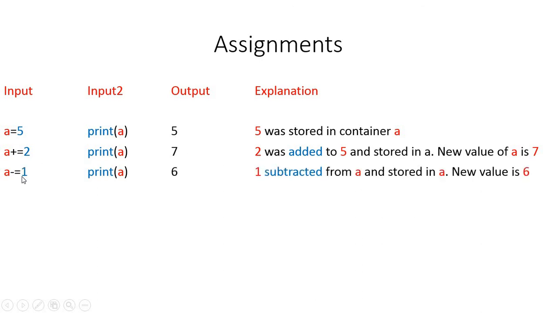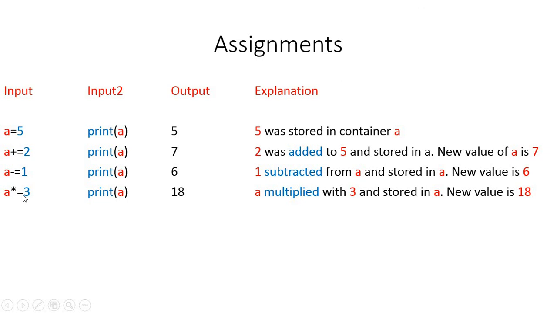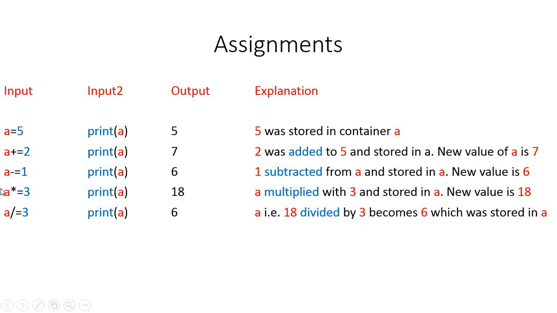Minus equal operator will subtract that value from A and store the new value back into the same container A. So here 7 minus 1 will become 6, because the previous value of A was 7, and we subtracted 1 from that 7 and it became 6. Star equal sign assignment operator: you're multiplying A with 3, that is 6 3s are 18, and storing it back into A, and the value of A will then become 18. Similar is the case with the slash equal operator. Here you are dividing the previous value of A, 18, by 3, which will become 6.